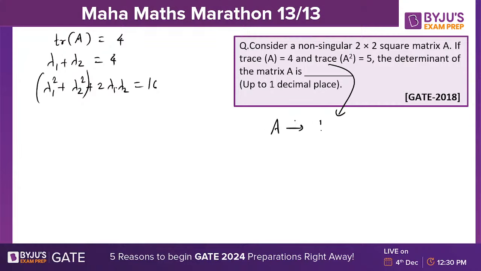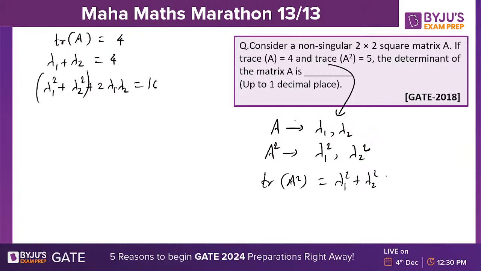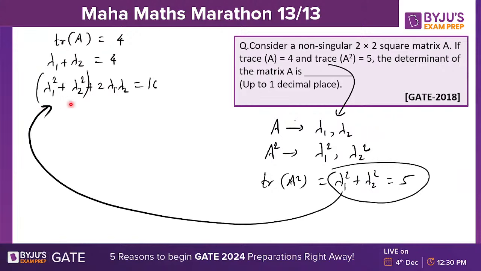If matrix A has got eigenvalues lambda 1 and lambda 2, then A square will have eigenvalues lambda 1 square and lambda 2 square. So trace of A square will be lambda 1 square plus lambda 2 square, and this is given as 5. You can utilize this result here. So 5 plus 2 lambda 1 lambda 2 equal to 16. Lambda 1 into lambda 2, that is the product of eigenvalues. This is nothing but determinant of A.